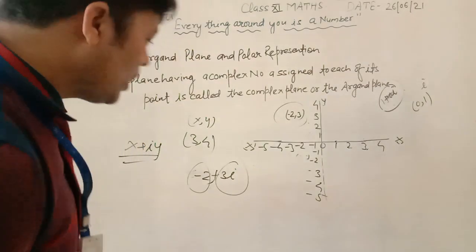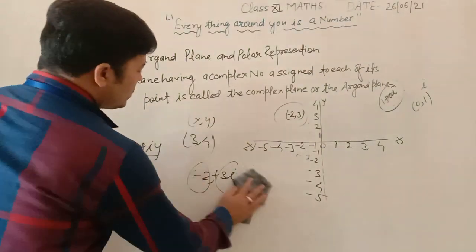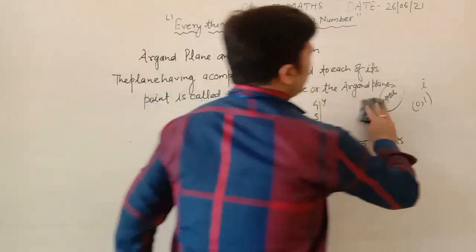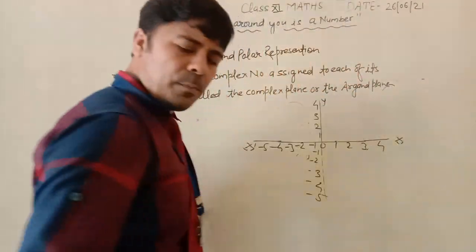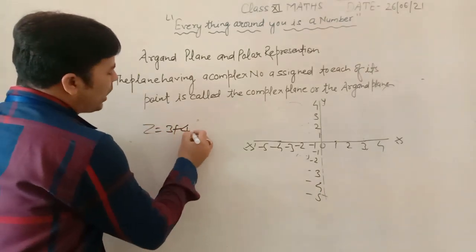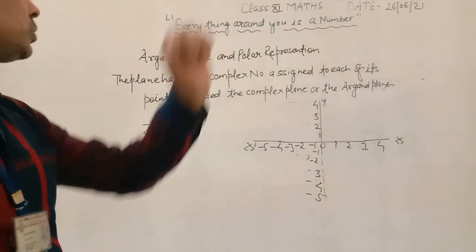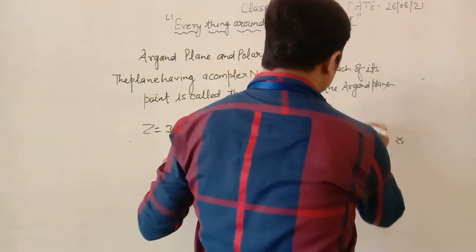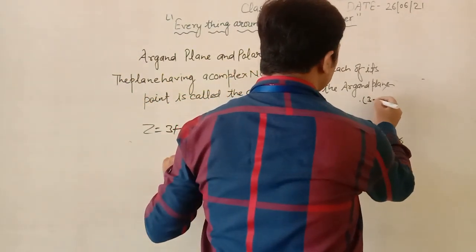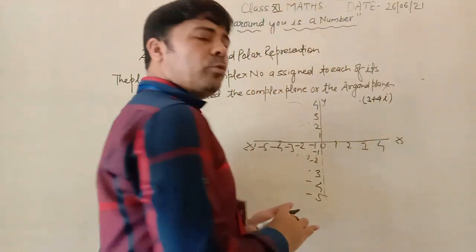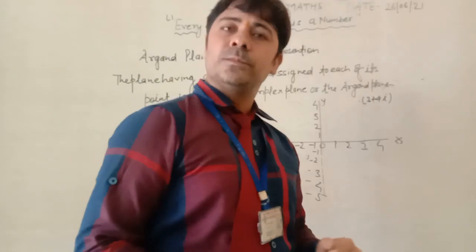Now, suppose you are given a complex number z equal to 3 plus 4i. The point 3 plus 4i is here. This is the complex number, and in ordered form you can write 3, 4.